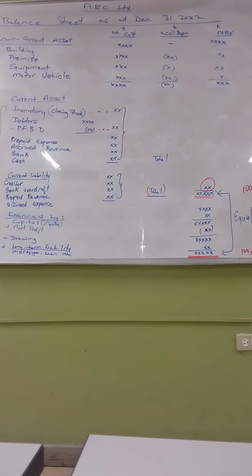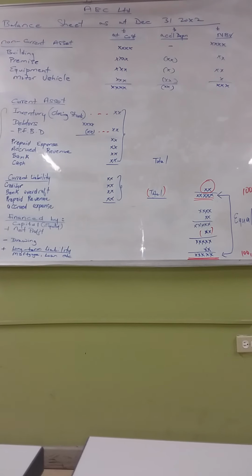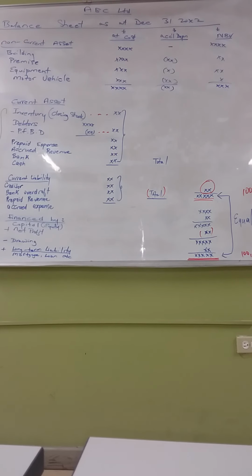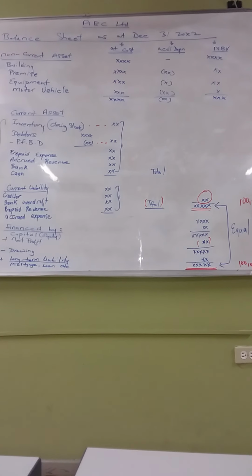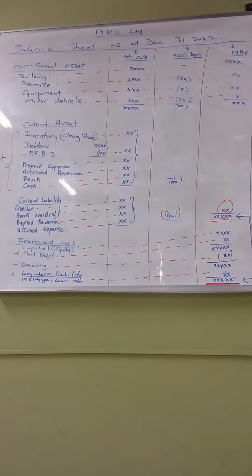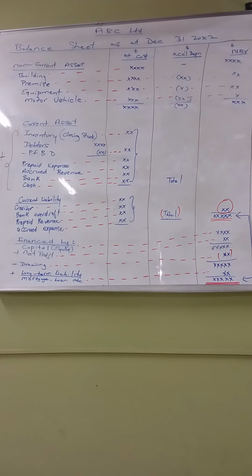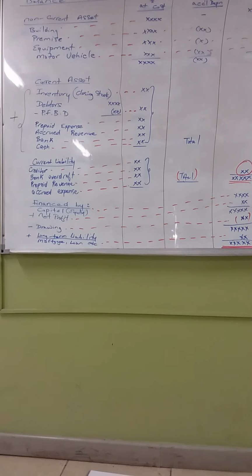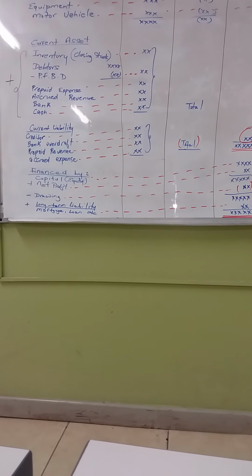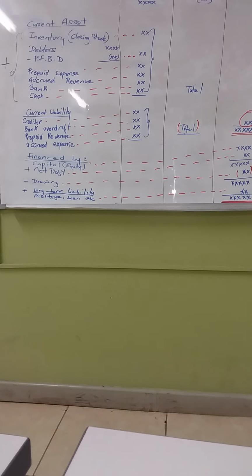Now below, you move into your current liabilities. Remember you know what current liabilities are: liabilities that become owing within a period of less than a year. So now we're going to list our current liabilities. First of which we have our creditors.